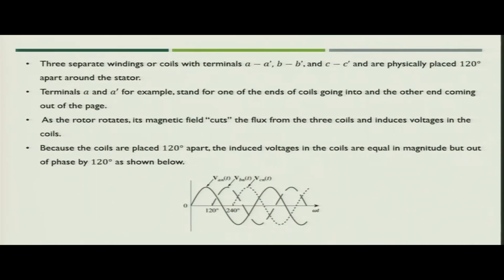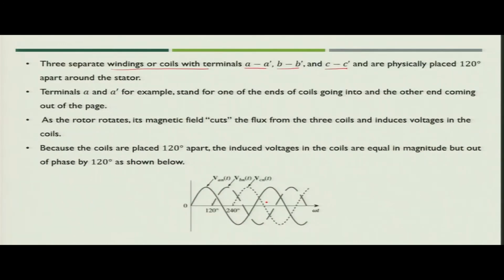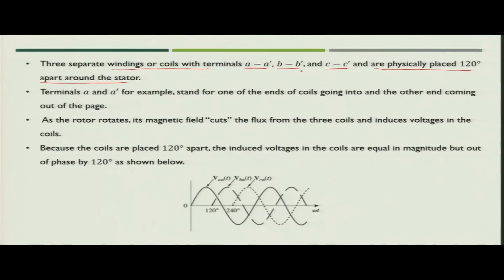Now, these separate windings or coils which you see as A dash, B dash, C dash in the figure. Basically we arrange the coils in such a way that it completes one set of arrangement for one particular phase. They are physically 120° apart around the stator. So, if you see A and B, the angle difference will be physically 120 degree. Similarly, between B and C and between A and C will also be 120 degree. So, your windings are now physically apart by 120 degree.